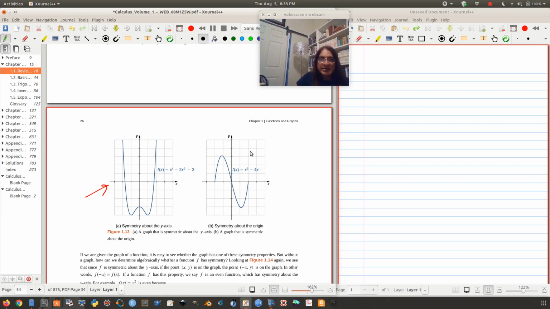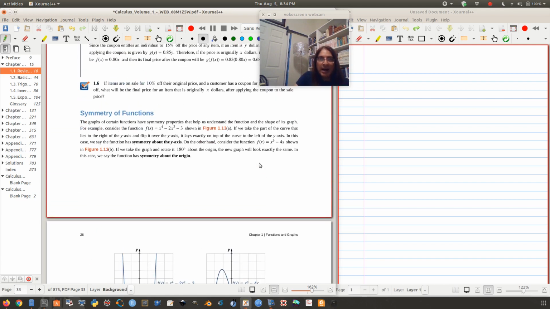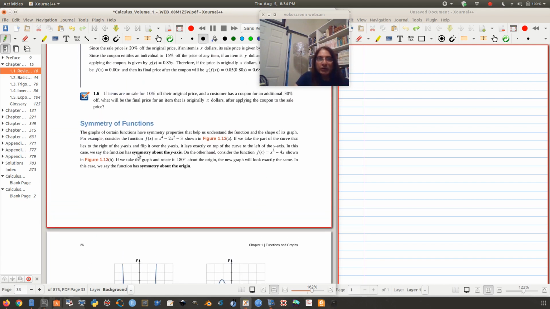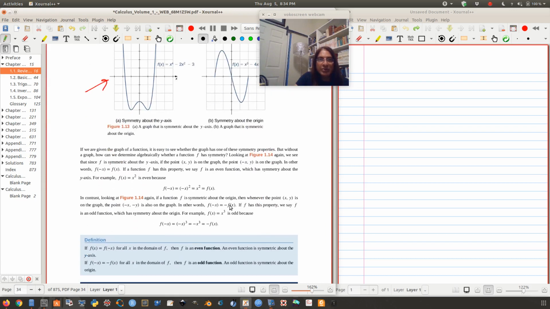So similarly here, if you take a function and rotate it by 180 degrees and the function remains the same, the value remains the same, it's called symmetric about the origin. So we are looking at symmetry about the y-axis and symmetry about the origin.